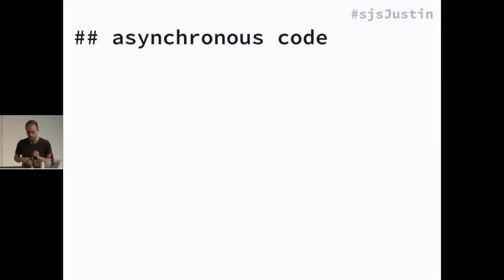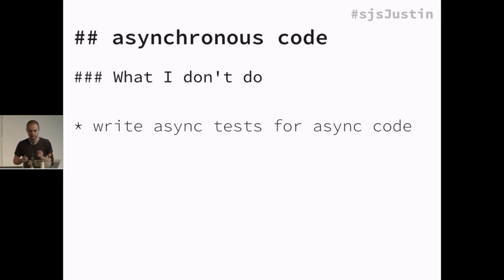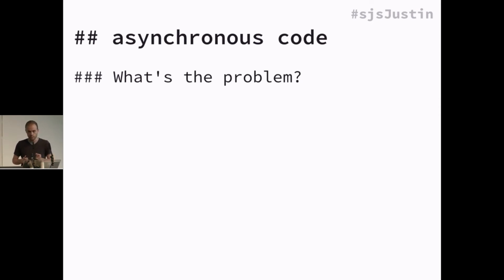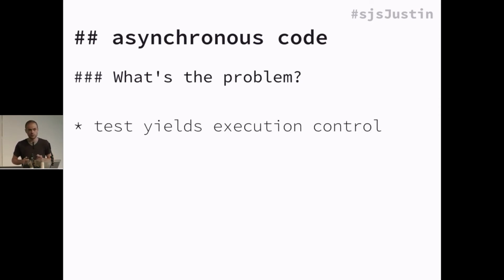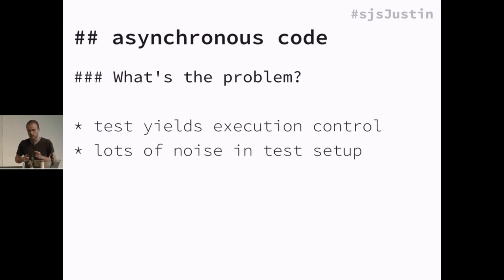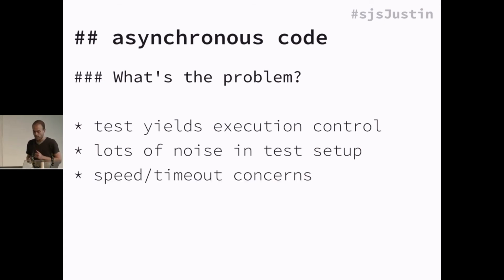Talk a little bit about asynchronous code. First of all, what I don't do is I don't write asynchronous tests of my asynchronous code. And again, I'm talking about unit tests. The problem with this is that it yields execution control. A test, ideally, is a script of this happens, then this happens, then this happens. It's very deterministic. And if you yield execution control, you lose that flow. If you try to regain that flow, you typically add a lot of noise to your test setup, and it can become confusing. Also, you introduce speed and timeout concerns.